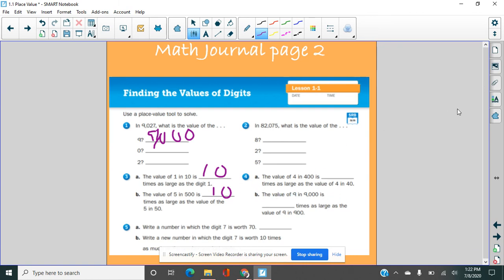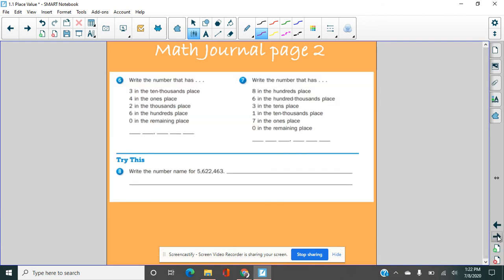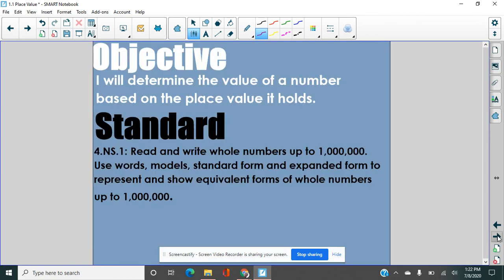Okay, so there's some other questions here for you to answer. So your job is to complete this math journal page. All right, so there's our goal today. I will determine the value of a number based on the place value it holds. Good luck with your work today.